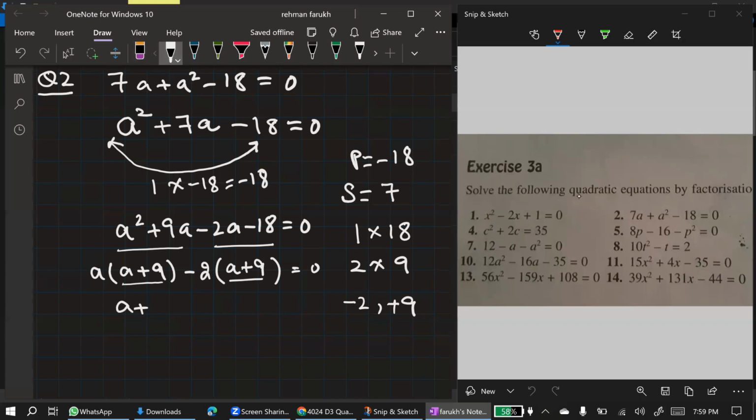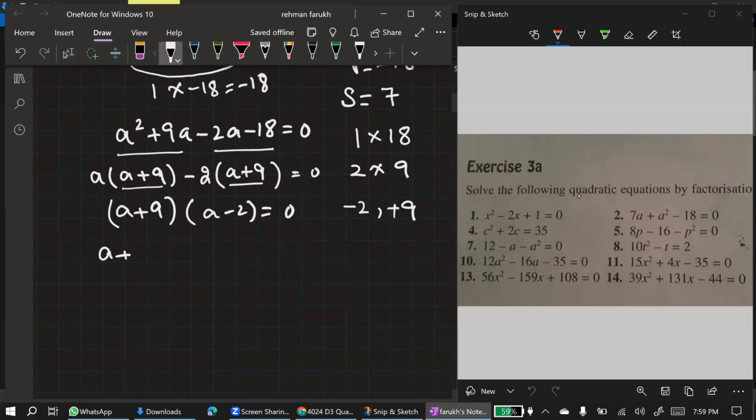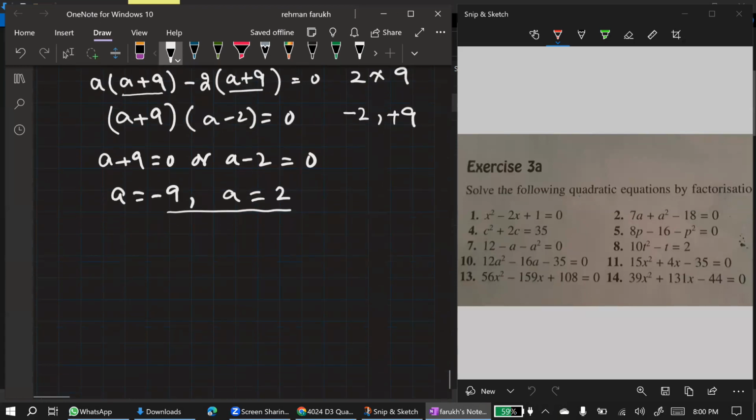Now a plus 9 is common in both, so a plus 9 into a minus 2. We will use the zero product rule and we will put both the factors equal to 0. And the two answers are a is equal to minus 9 and a is equal to 2, the solutions of this equation.